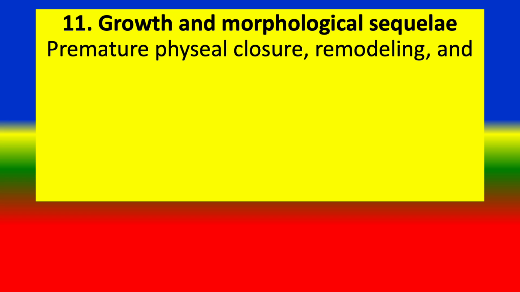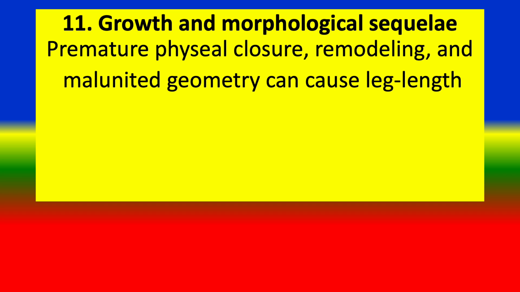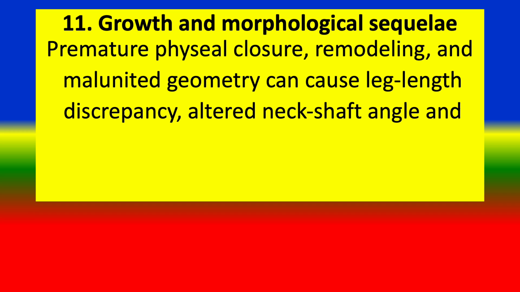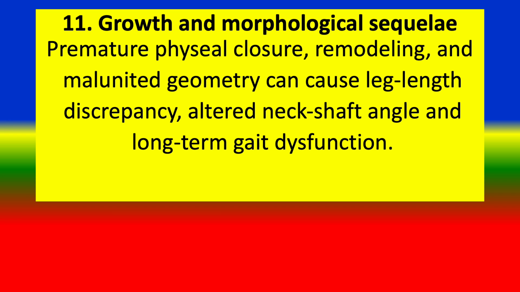11. Growth and morphological sequelae. Premature physeal closure, remodeling, and malunited geometry can cause leg length discrepancy, altered neck-shaft angle, and long-term gait dysfunction.